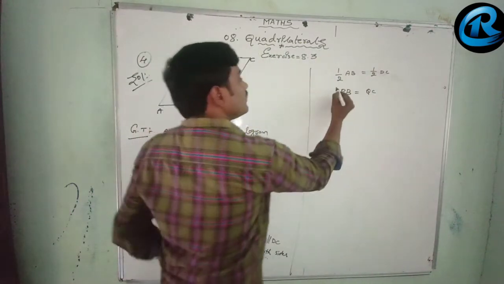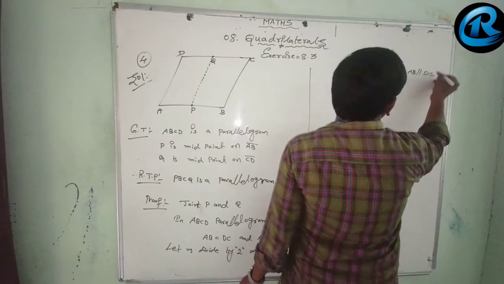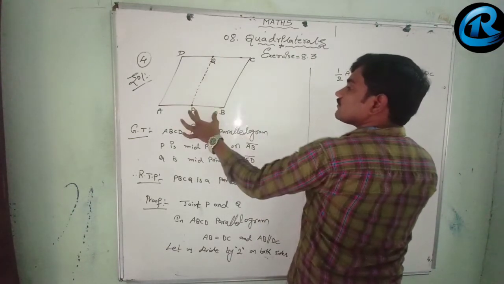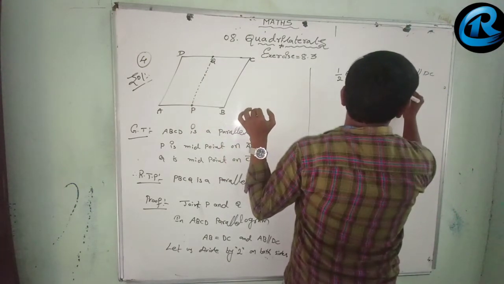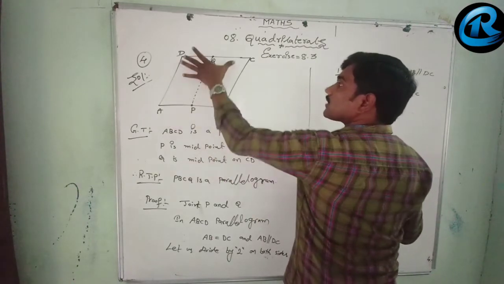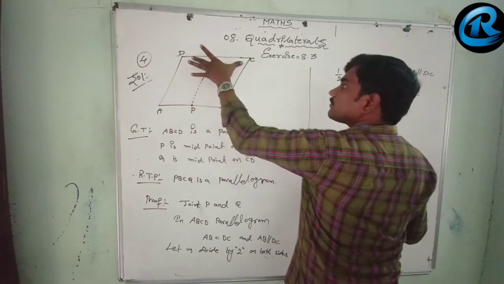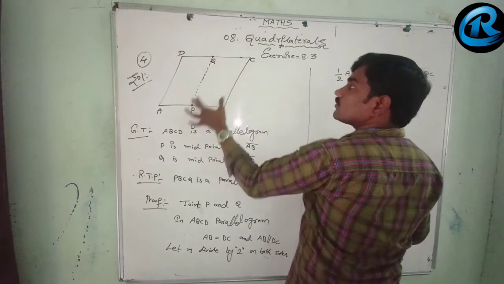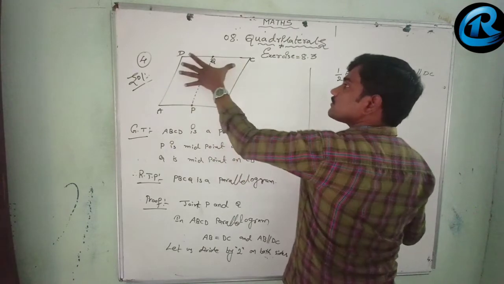Now already we know that AB is parallel to DC. In the same way, PB is parallel to QC. When wholes are parallel, their parts also will be parallel. If AB is parallel to DC, then PB is also parallel to QC, because they are the same. PB is a part of AB, and QC is a part of DC.